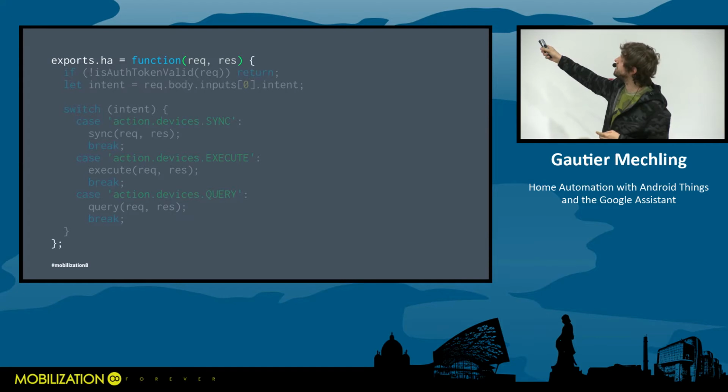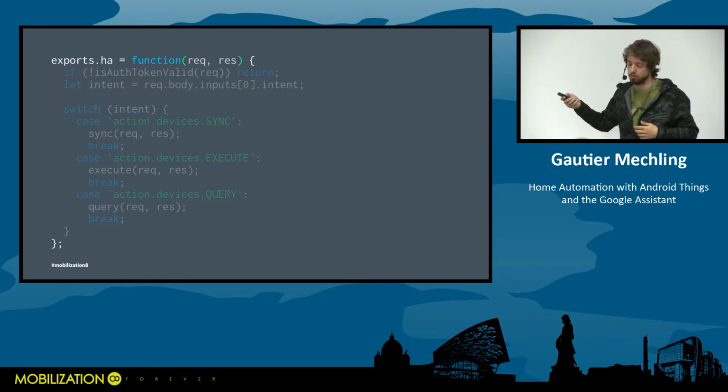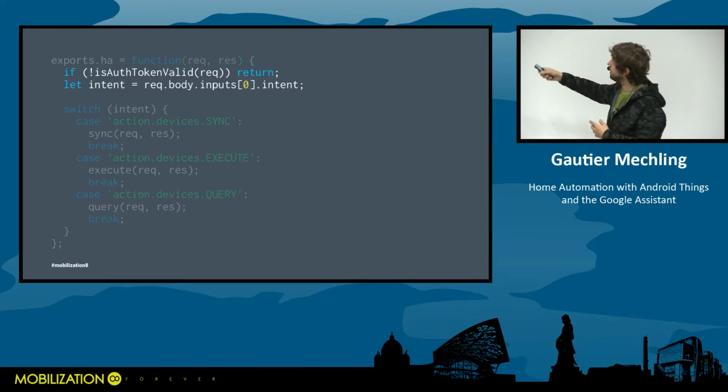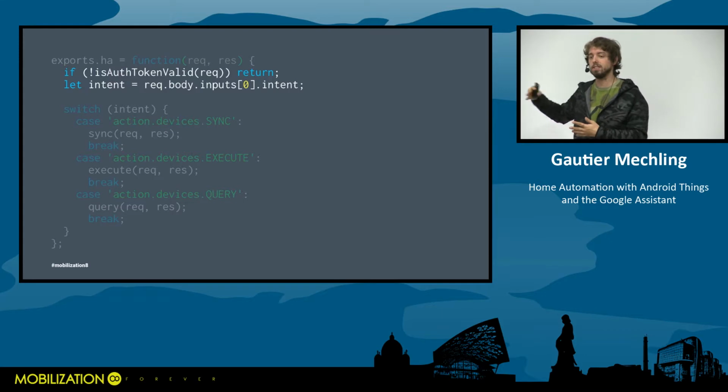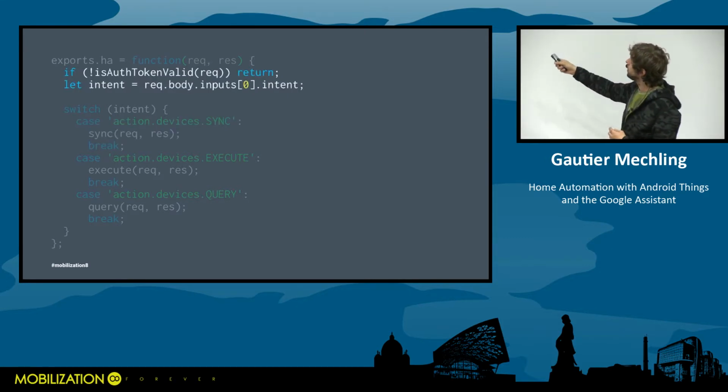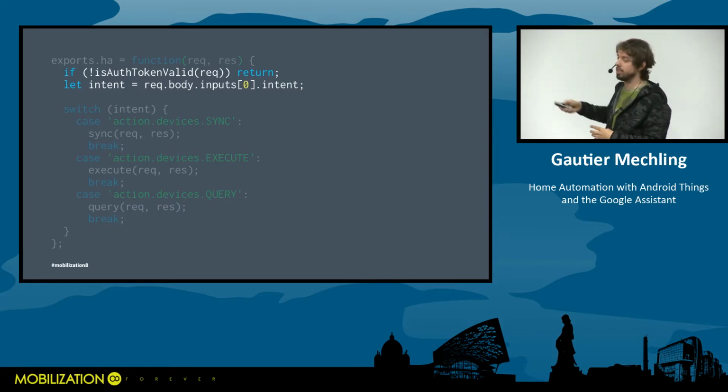Here, I will create a function. I named it HA for home automation, but you can name it the way you want. First, if my function is started, I need to check if the OAuth token is valid or not, to know if it's Google who is contacting my web service, my Cloud Function, or if it's somebody else. And then you have to get the intent. So you have to parse the JSON data and get the intent. And after, it's a big if or a switch case.